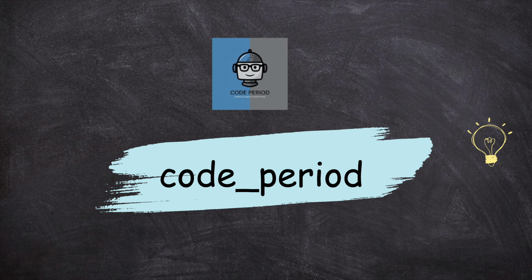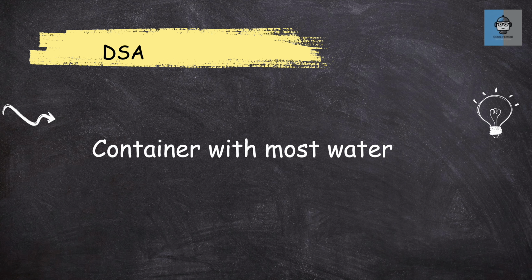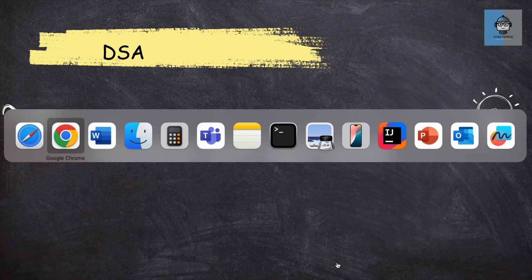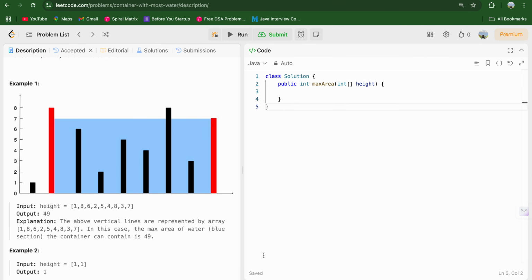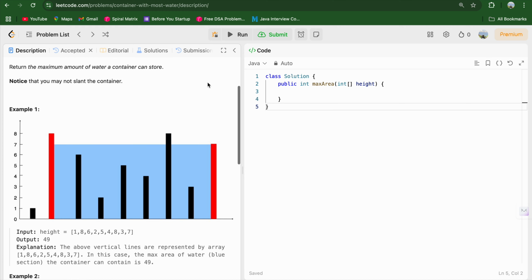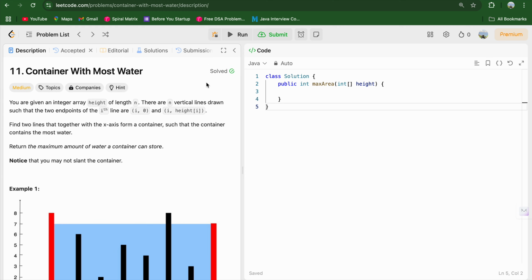So today we are going to look at another DSA problem, container with most water. So let's go. It's again an array problem. So you are given an integer array height of length n.